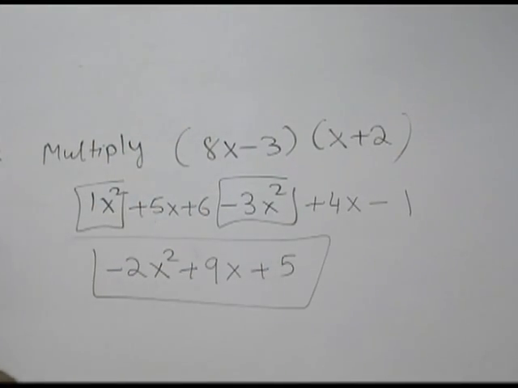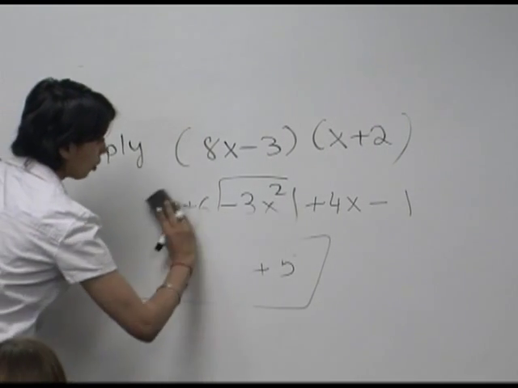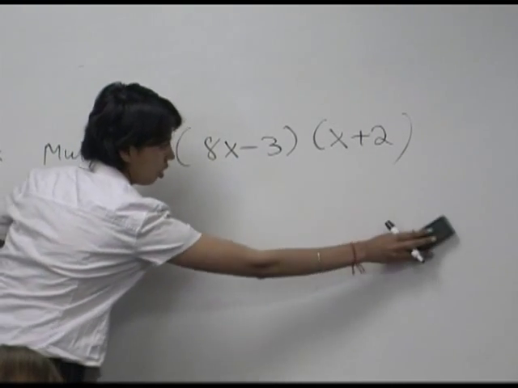8x minus 3 times x plus 2. Which method are we going to use to multiply them? FOIL. How many of you know how to FOIL it?